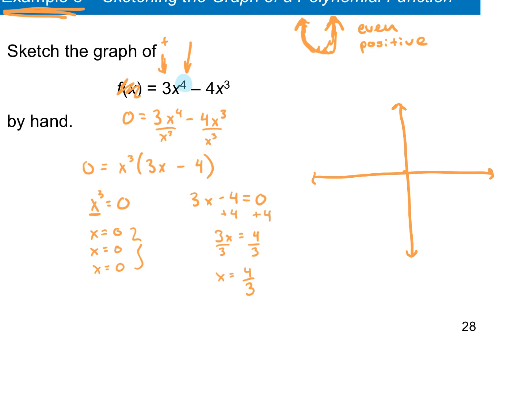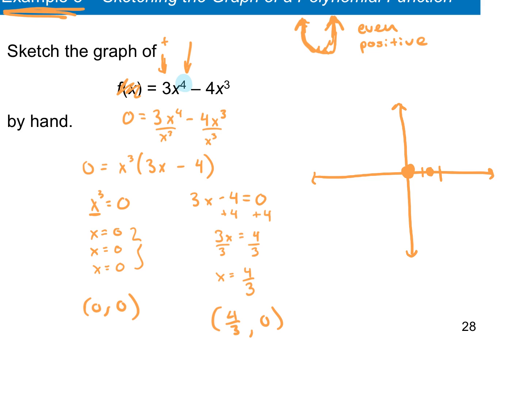I'm going to cross the x-axis at 0. So one of my points on my graph is going to be at 0, 0. Another point is going to be at 4/3, comma 0. So then my other point, I'm going to go to the right 4/3. So that's like 1.25. So it'll be about right here. These are the only 2 points where I cross my x-axis.